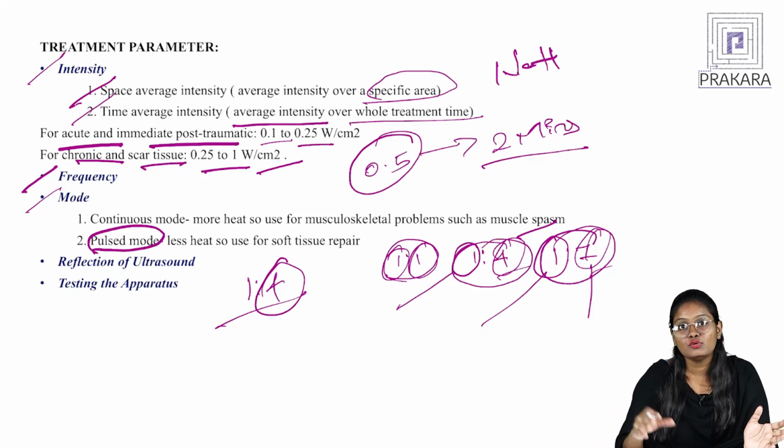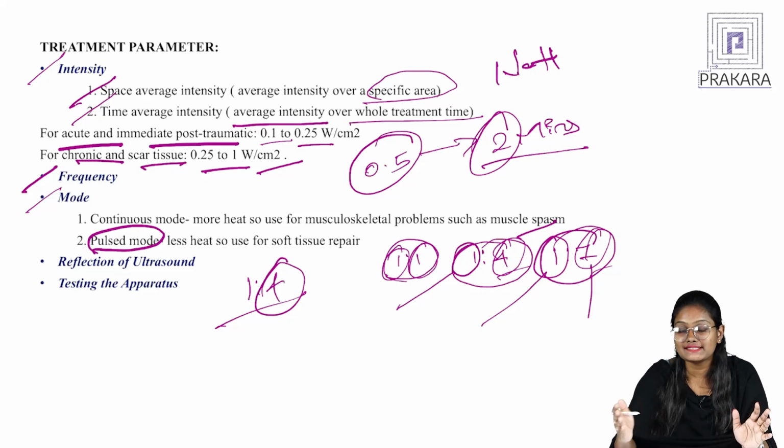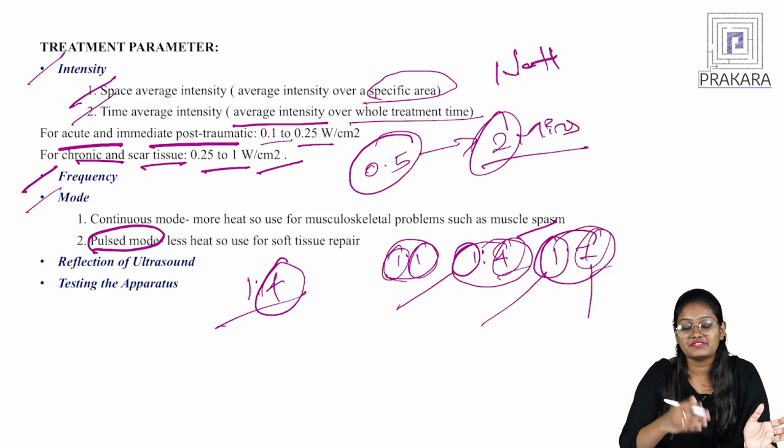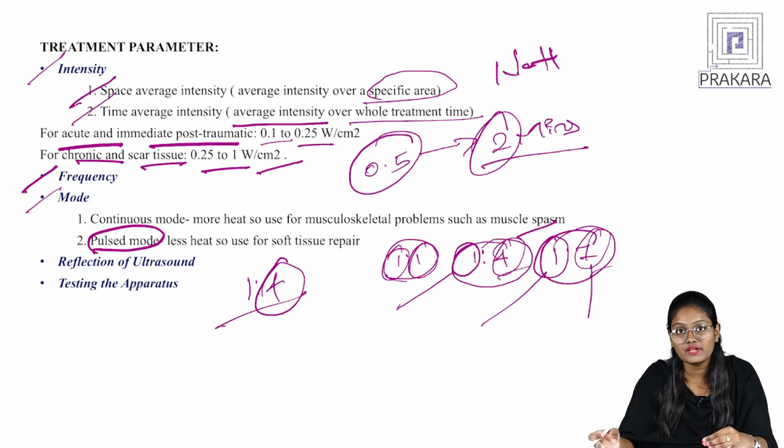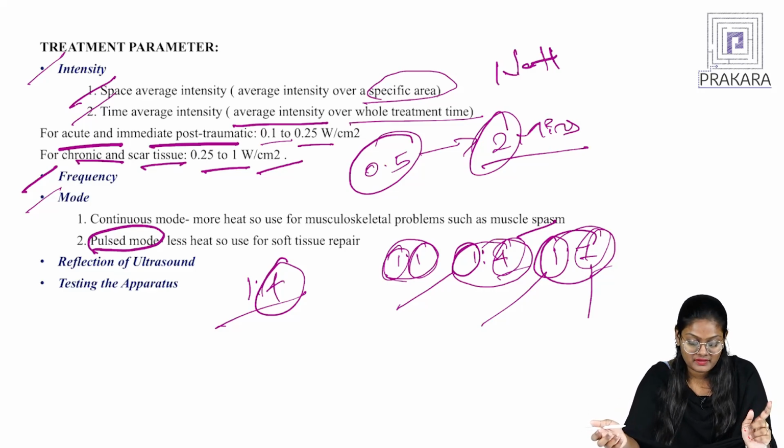So gradually, in the complete 2 minutes, the patient will not receive the ultrasonic beam continuously. He'll only receive 1 millisecond after every 4 milliseconds, whereas in the continuous mode, this 0.5 intensity is given to the patient continuously. So there will be more heating in the continuous mode and less heating in the pulsed mode. I hope you are understanding what I am saying.